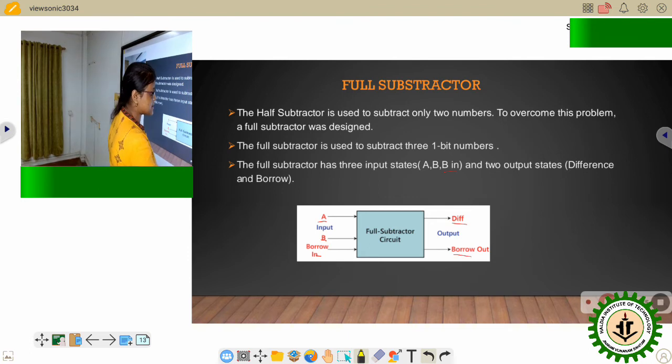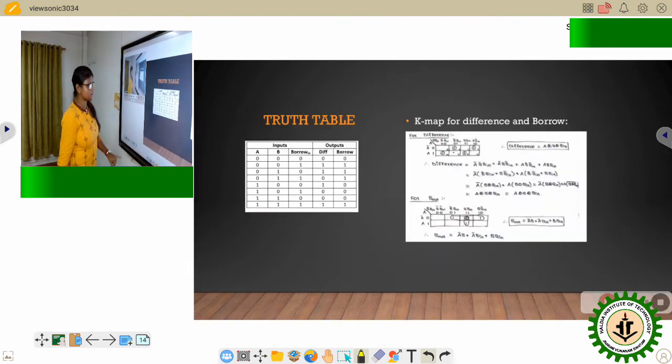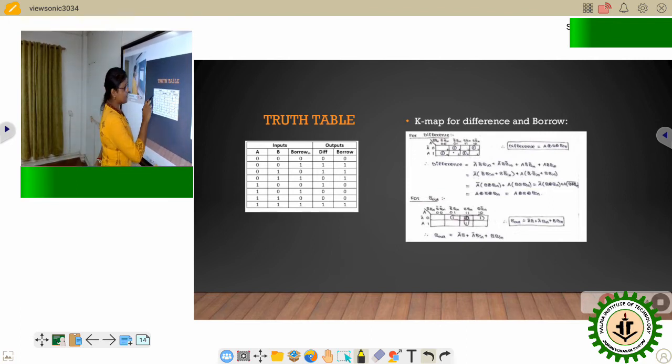Next, the truth table for the full subtractor. In the case of 0 and 0, this 0 is the minuend and this 0 is the subtrahend. 0 minus 0 is equal to 0, so there will be no borrow. The difference will be 0 and the borrow will also be 0. Now, 0 minus 1: this 0 is less than 1, so the borrow will be 1 and the difference will also be 1. We take the borrow because this 0 is smaller than 1.